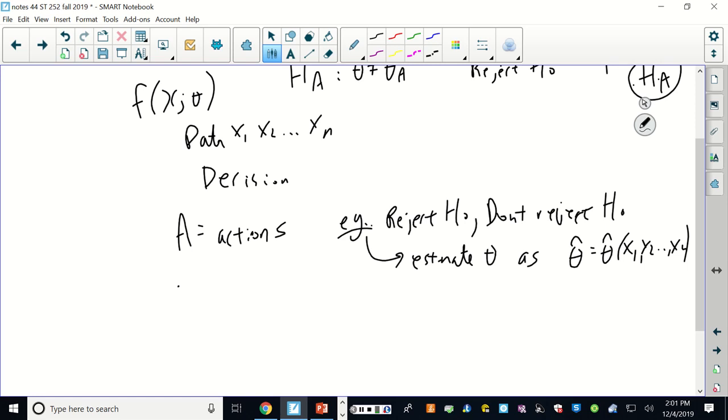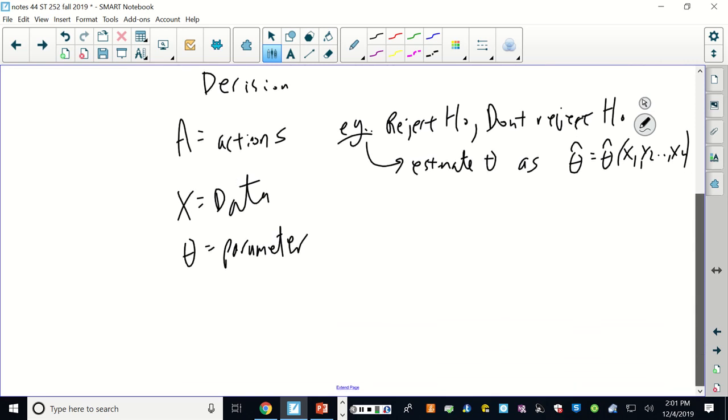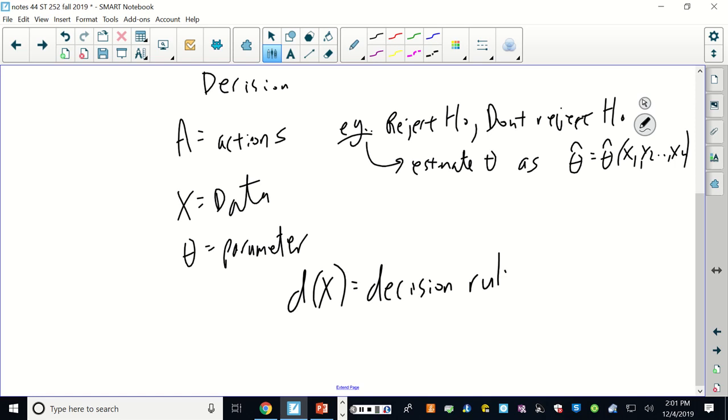We're going to get some data X, and we have some parameter theta. And so we consider decision rules. D of X is going to be a decision rule. We've done this for hypothesis testing. We've said, where's the rejection region? If our X bar is too far away, positive or negative, from theta 0, then we reject. And we choose how far away based on the standard error and our alpha level.